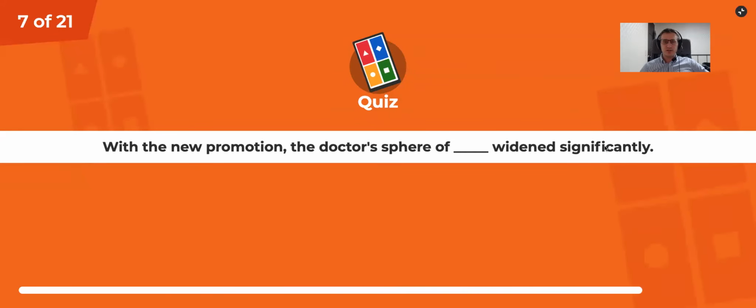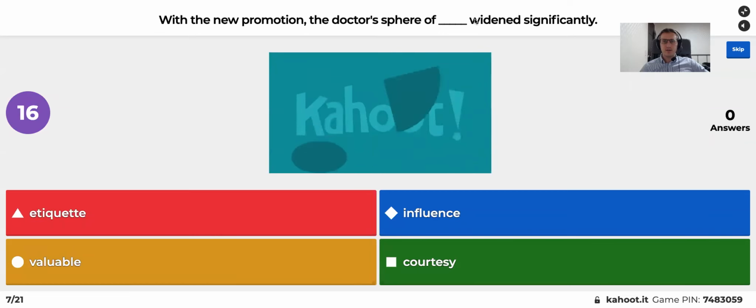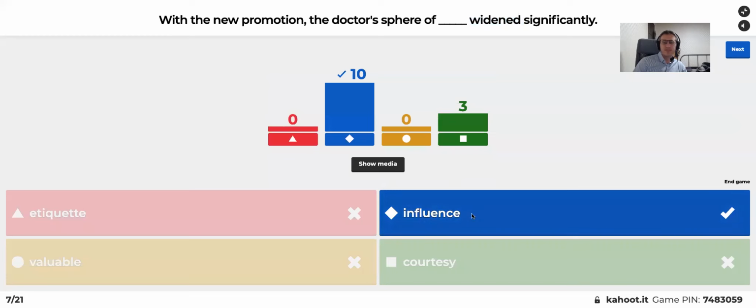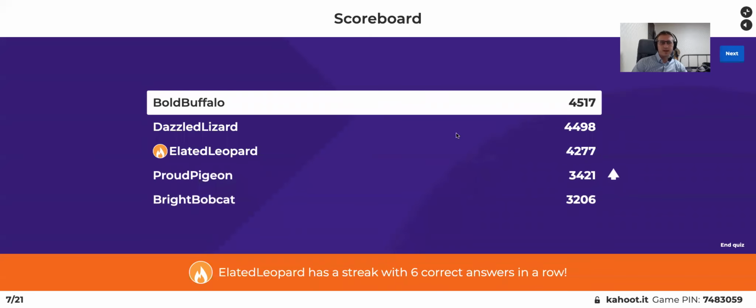With the new promotion, the doctor's sphere of blank widened or grew significantly. So widen just means grow or grew, got bigger. Yes, influence. So the promotion means the doctor moved up to a higher job, which means the doctor has more people working below him. So the doctor's here, and then there's other nurses and doctors working for him or her. Okay, let's see. Ooh, Elated Leopard, still getting those bonus points. Wow, doing very well. And Proud Pigeon moved up one spot.